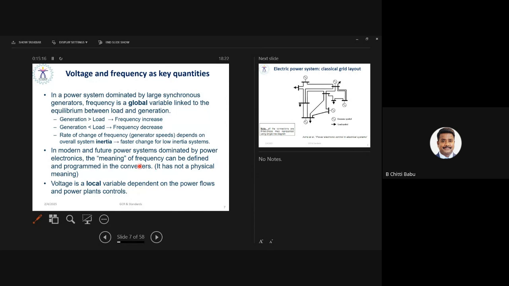This is what we call inverter based resources, IBR, in the modern power system. Right, our power electronics dominated power system. Accordingly, the inverter voltage is controlled to match the utility grid. Of course, voltage is a local variable that depends on the power flows and the power plant control. Right, so voltage is a local variable, whereas frequency is a global variable.